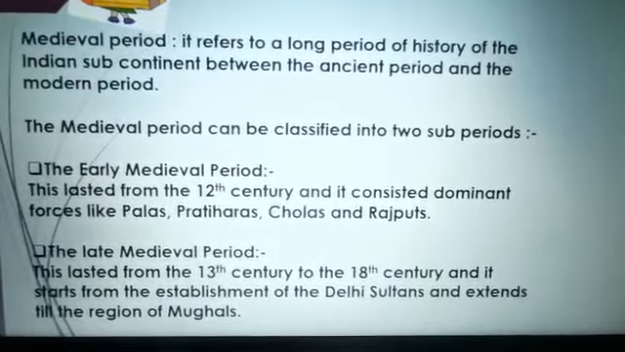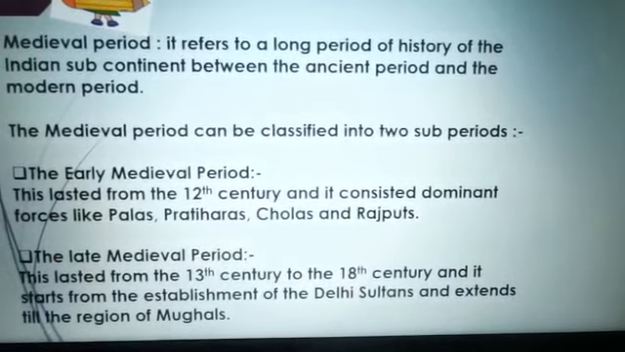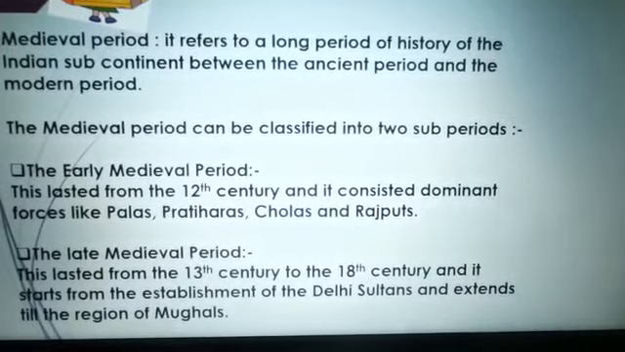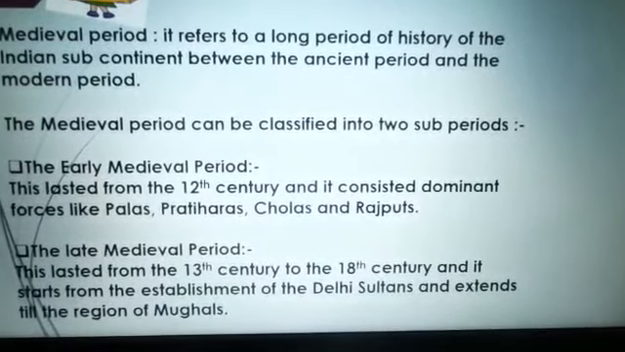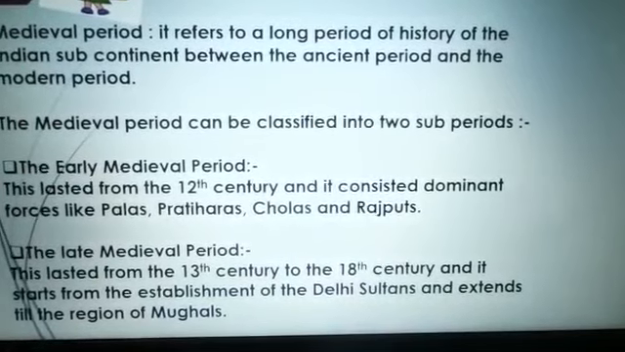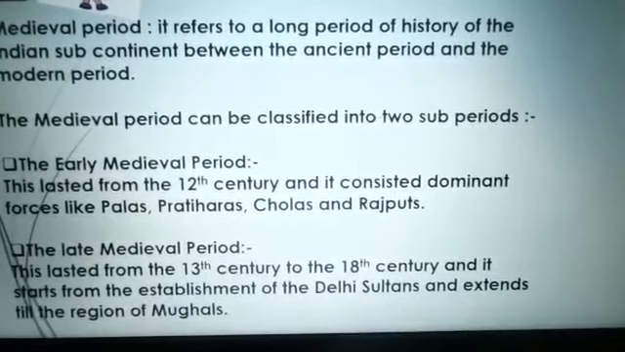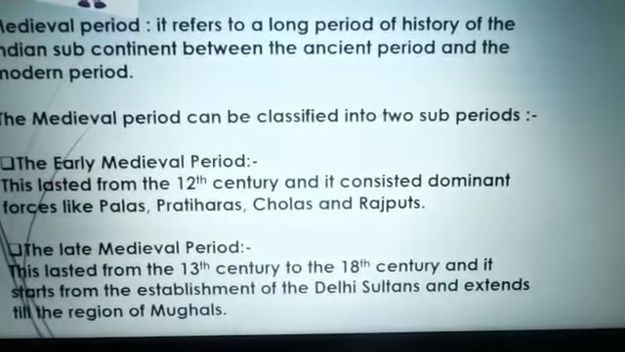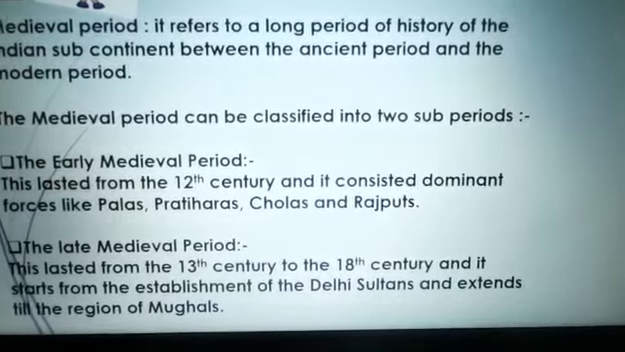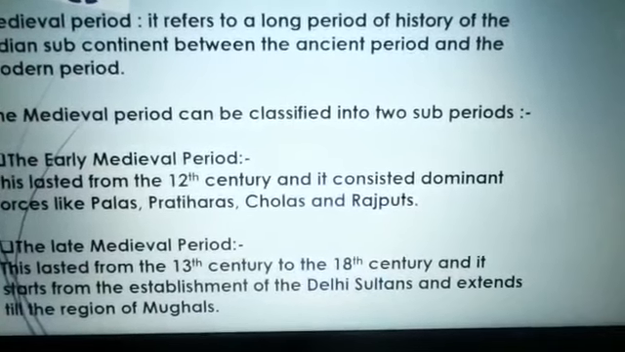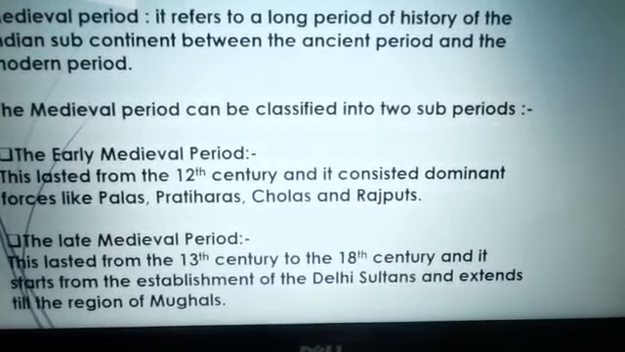Now, let's define what the medieval period is. It refers to a long period of history of the Indian subcontinent between the ancient period and the modern period. We can divide the medieval period into two subperiods: the early medieval period and the late medieval period. The early medieval period lasted from the 12th century and is considered important because various dominant and powerful forces came to our country during this time, like Palas, Pratiharas, Cholas, and Rajputs.